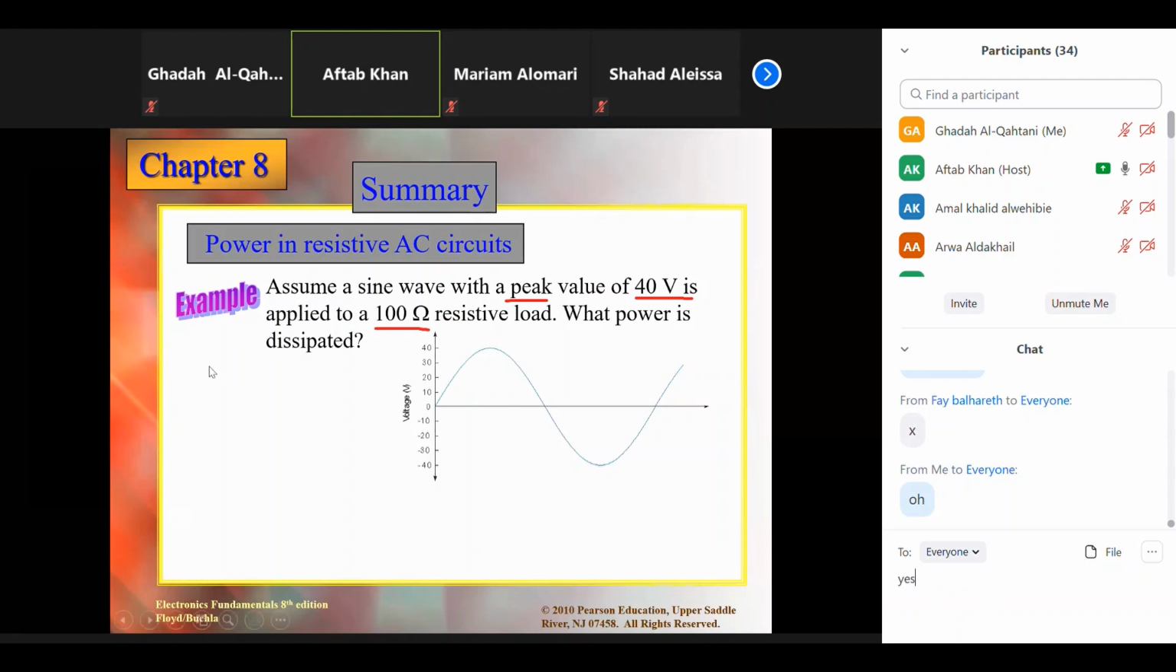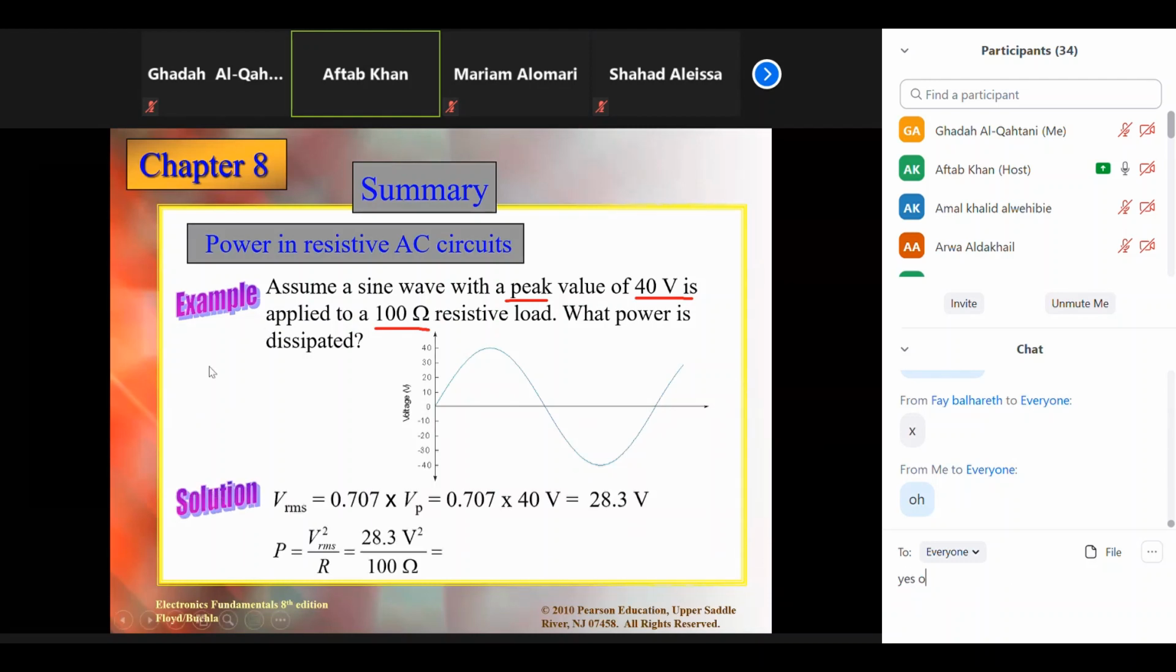So we need to find the VRMS value first, which is VP over root 2, or you can multiply with this factor. Then after VRMS, you need to put in the formula VRMS squared over R, and you will get it. It is 8 watts. So 8 watts of power will be dissipated in that resistance.